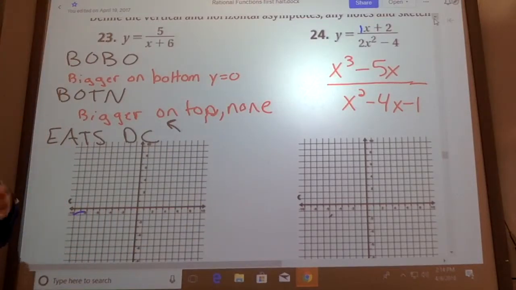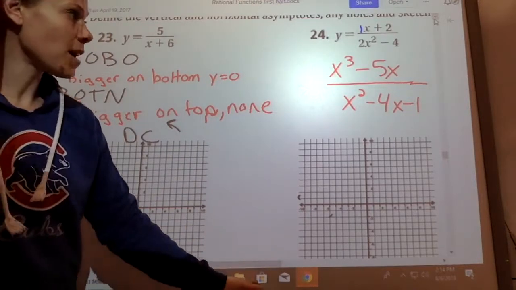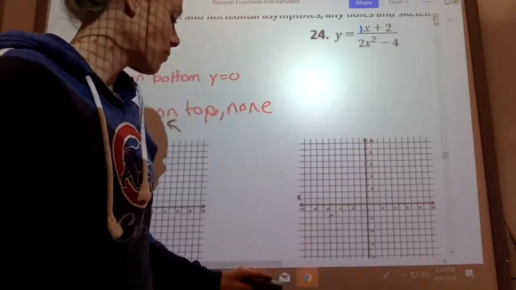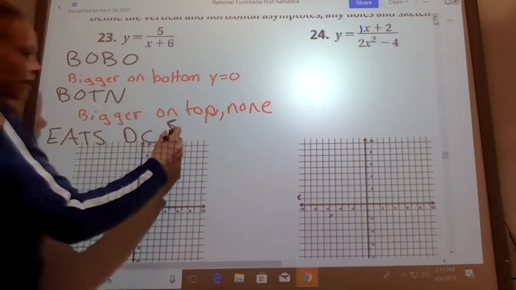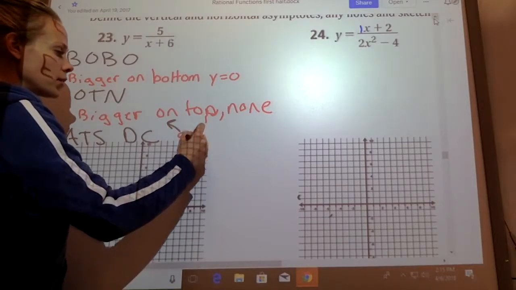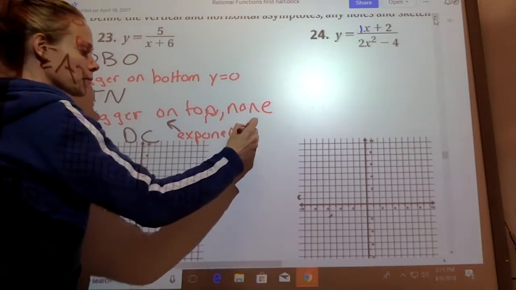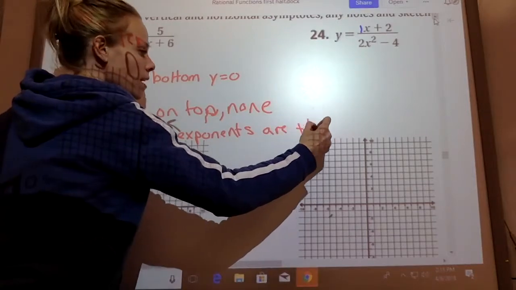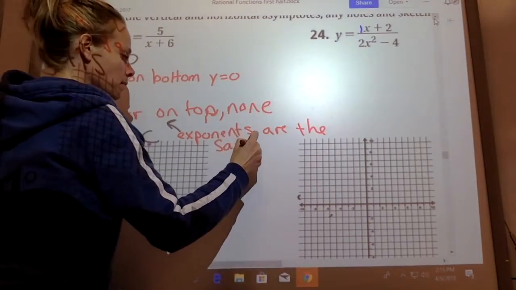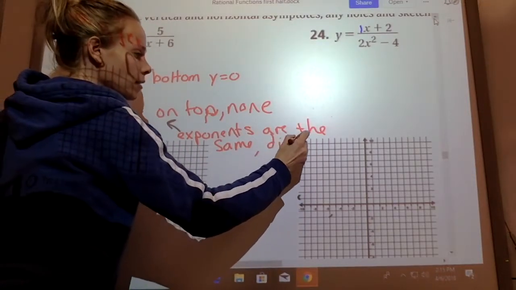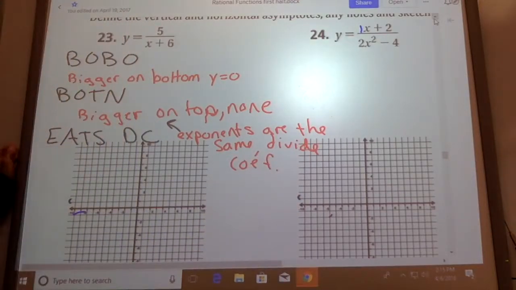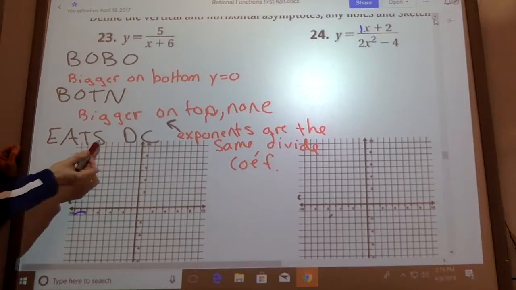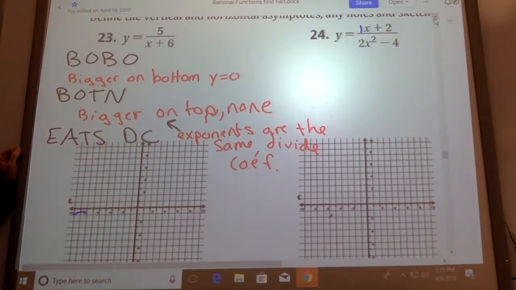Okay. So there's a third case scenario. What's that? Yeah, what if they're the same? Very good. So if the exponents are the same, you divide coefficients. That would be your leading coefficients. If exponents are the same, you divide coefficients.